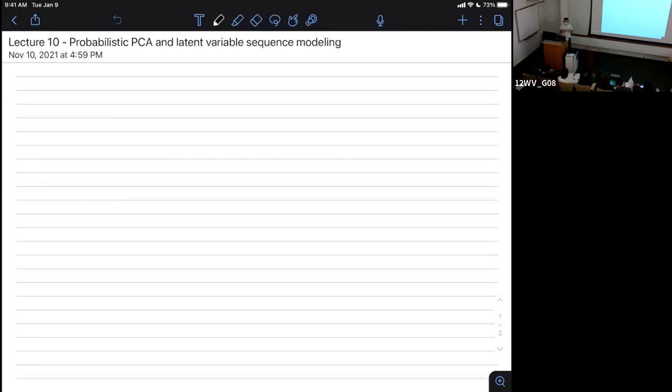Other retrieval model? Sorry? Other retrieval model? No, we did talk about the other retrieval model, but that's not the final one. But there was one more.